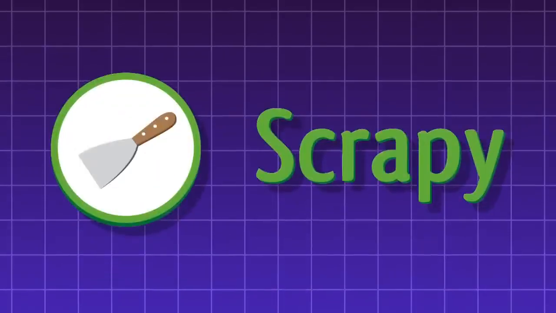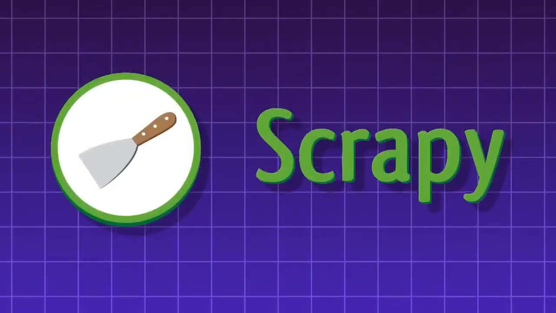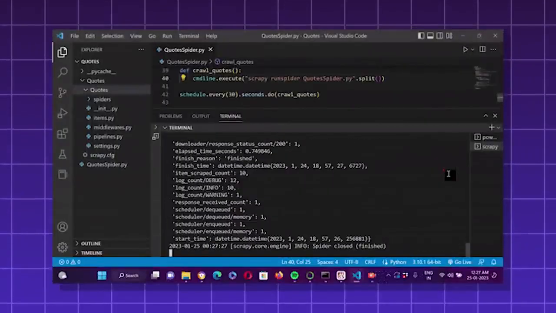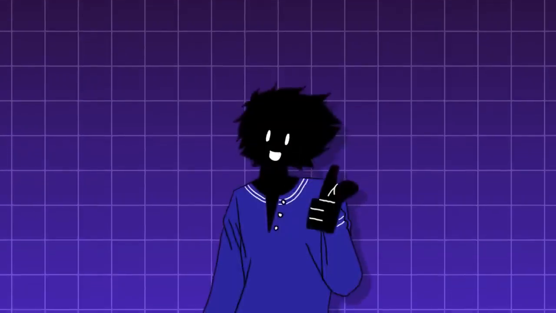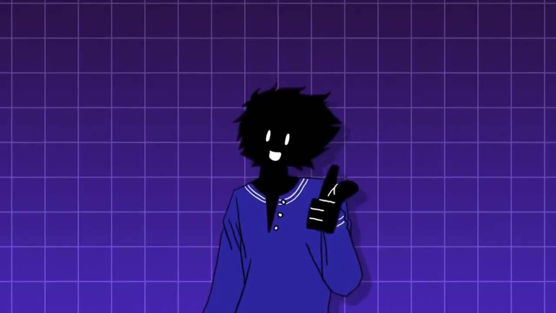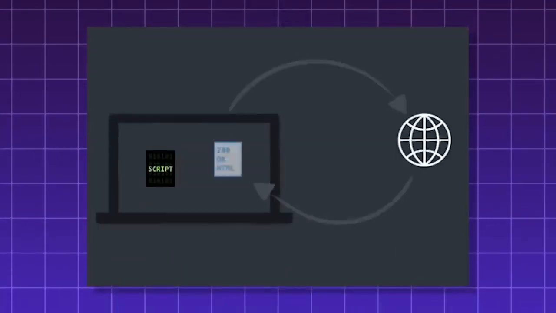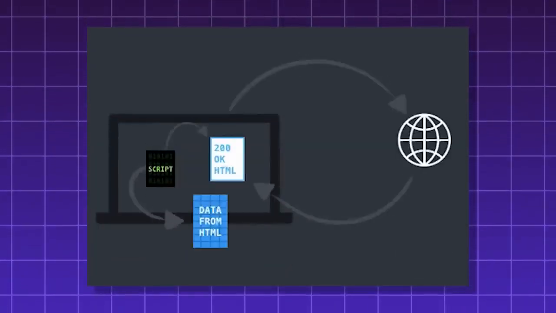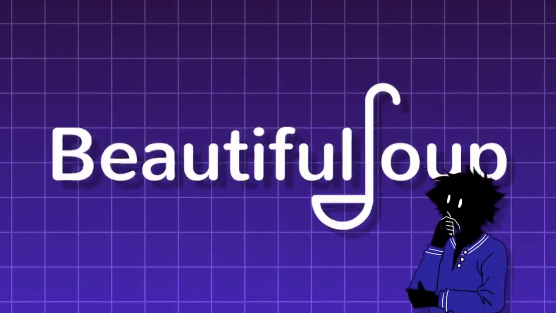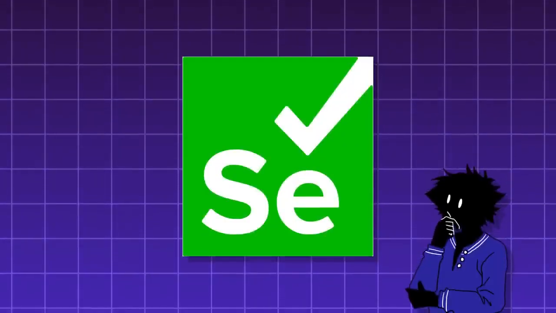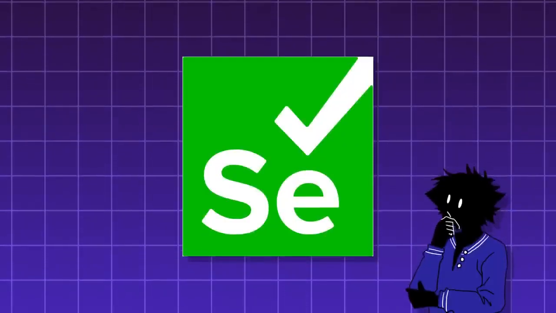Scrapy. How about a full Python web scraping framework? It's a framework used for building web spiders and bots. Scrapy is best for large-scale web scraping. Not only can it scrape websites, it can also process that data, whereas Beautiful Soup only scrapes HTML, and Selenium automates and interacts with dynamic websites.